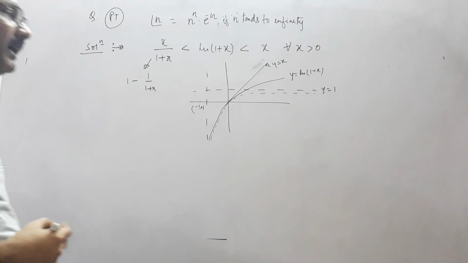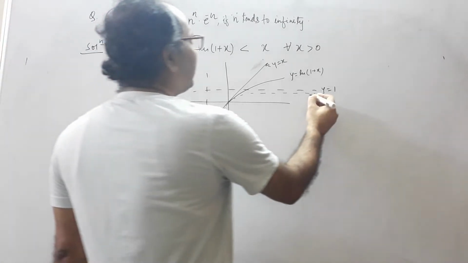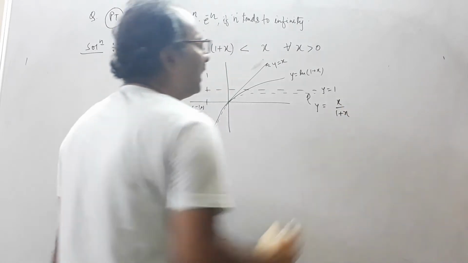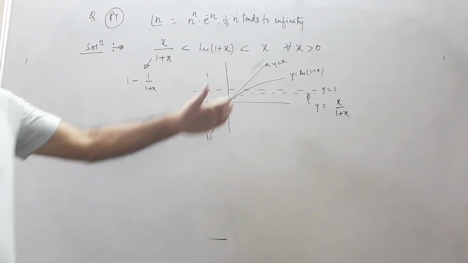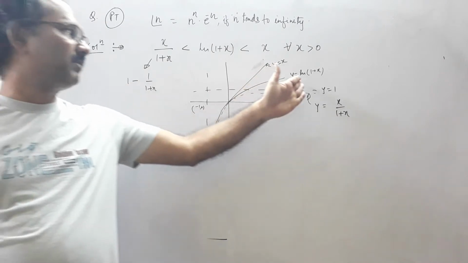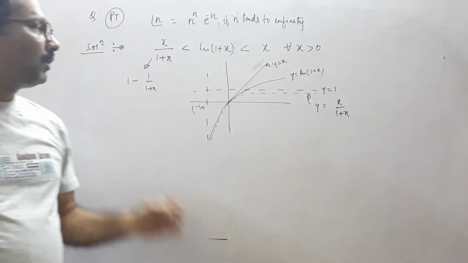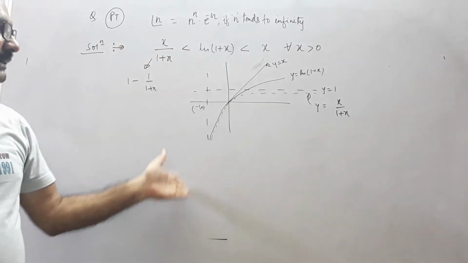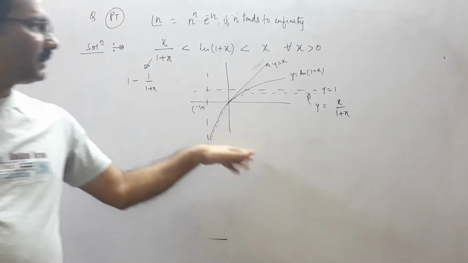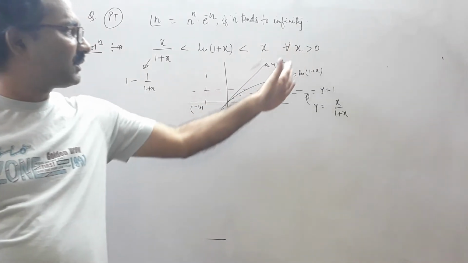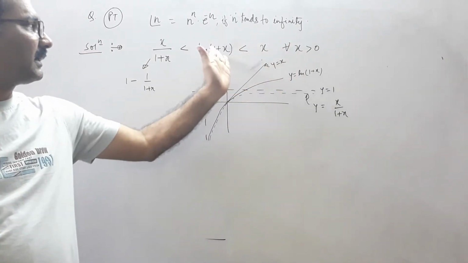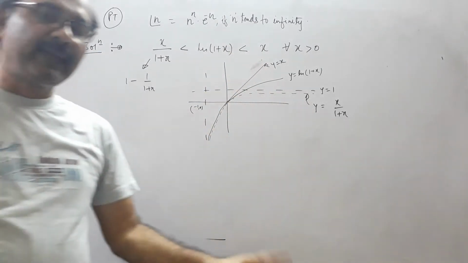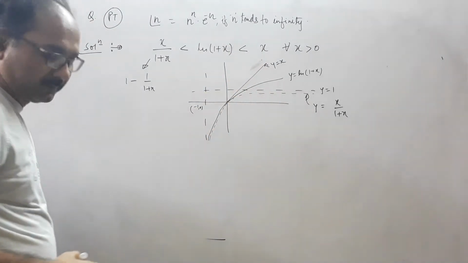Then you can easily conclude which is the graph of y equal to x by (1 plus x), which is the graph of y equal to x, and which is the graph of y equal to ln(1 plus x). So without using the application of derivatives to prove this, we can easily conclude from the graph that for every x greater than 0, y equal to x is greater than this, and it is greater than this. It can be easily verified by this. Okay, now move further.